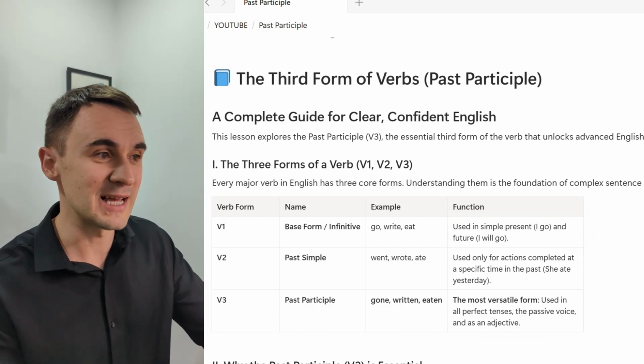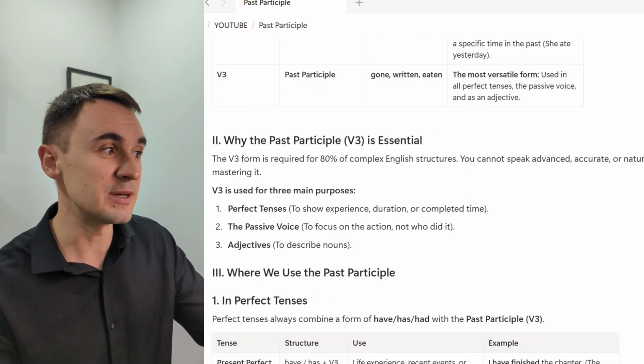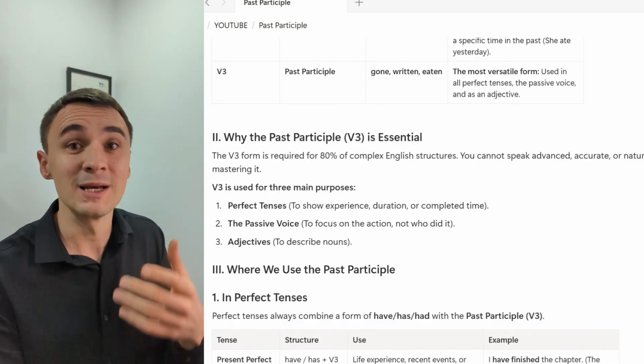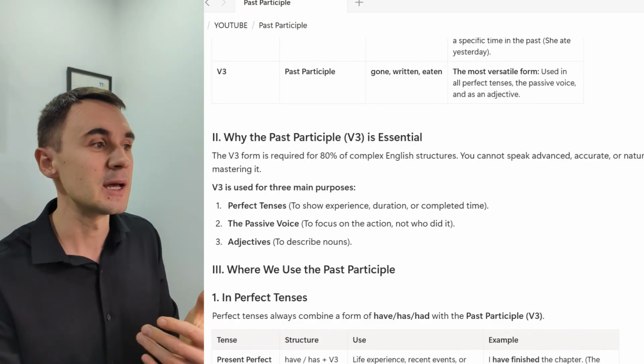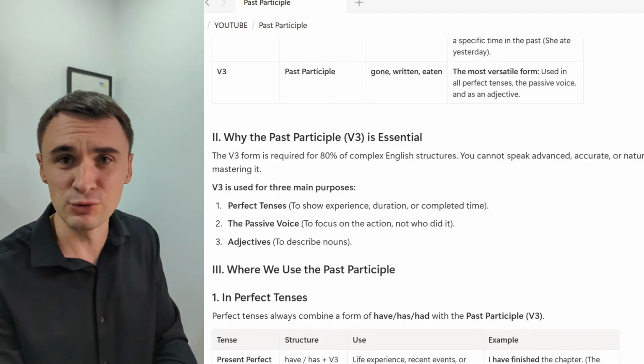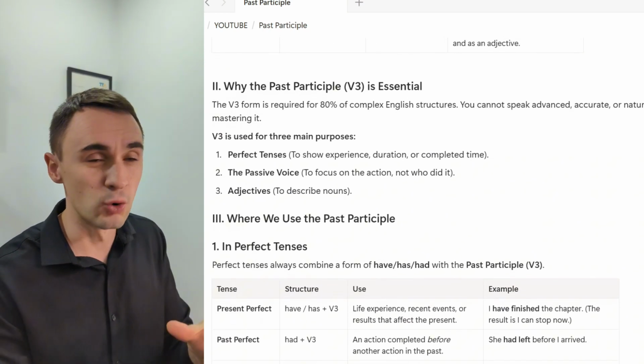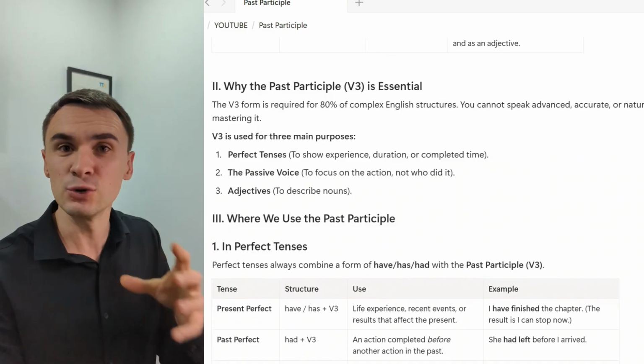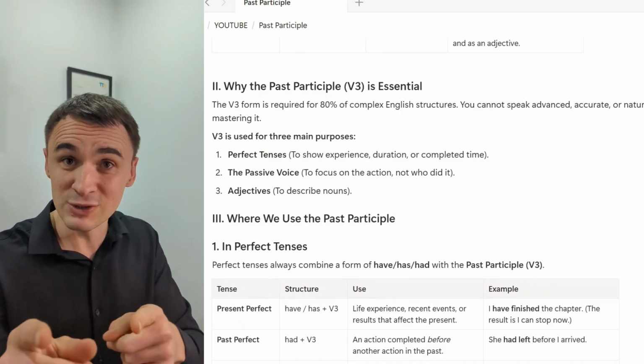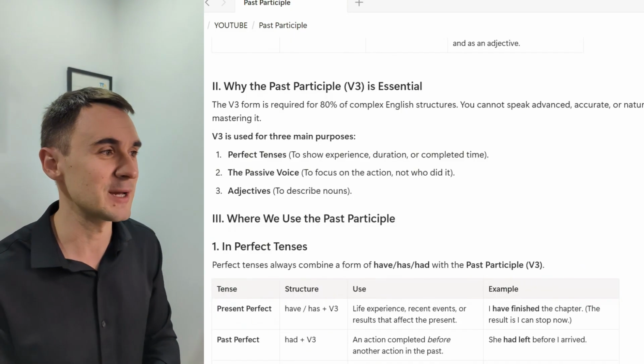So let's break it down and understand a bit more. What is the third form? Let's see some examples, okay? And understand how to use this form in English. So, why is this form essential? As I said, it's used in many different structures, and we'll see these structures just in a bit, okay?